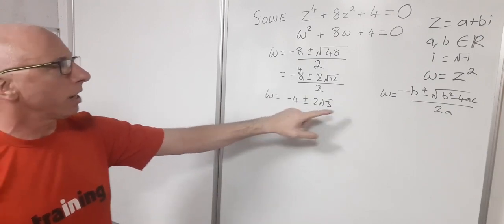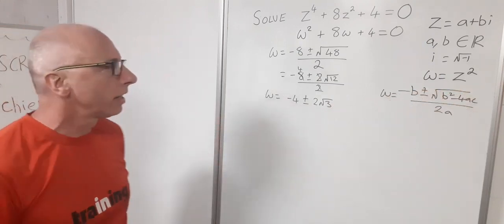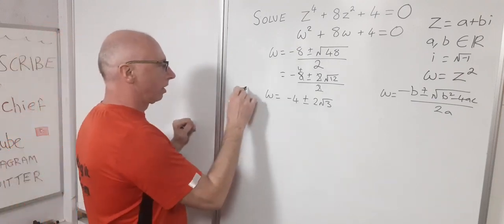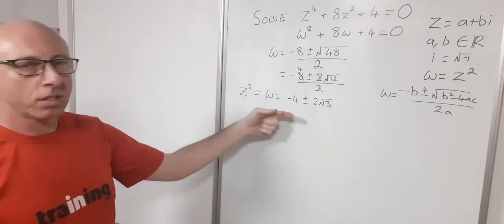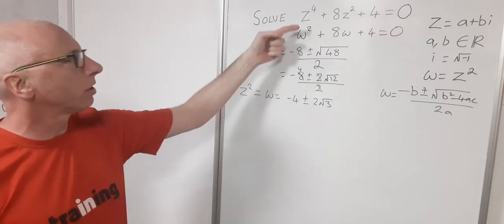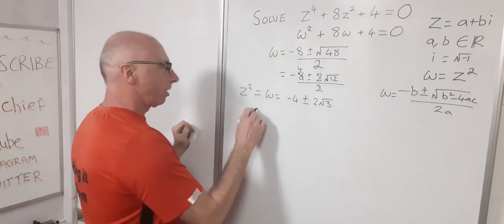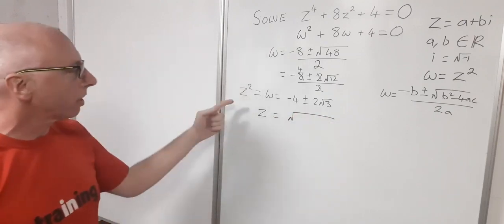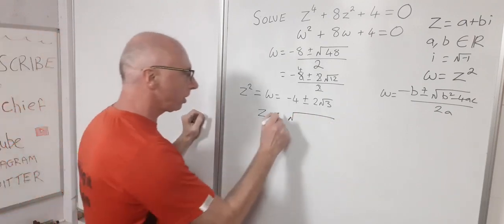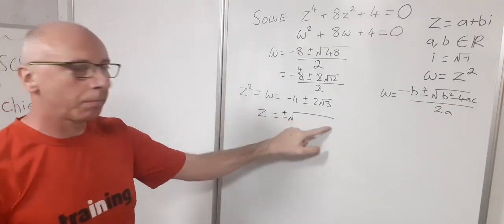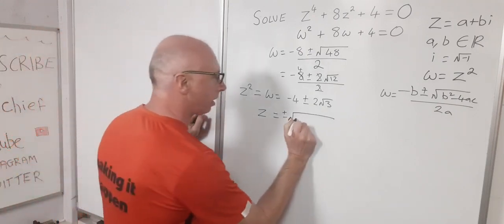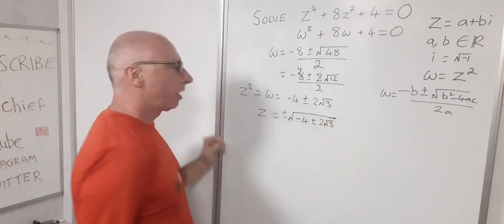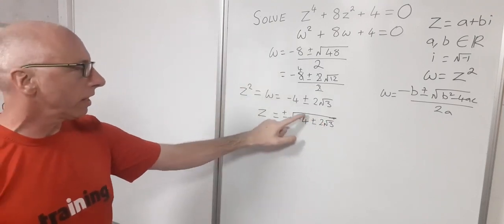Now w I substituted for z squared, so this is also the result for z squared. If I take the square root of this, that will give me my solution for z. So z equals the square root, and as I'm taking the square root on both sides, it's a plus or minus situation. Inside my radical, I write minus 4 plus or minus 2 root 3. Now I've got one of those awkward situations where I've got a radical inside a radical.